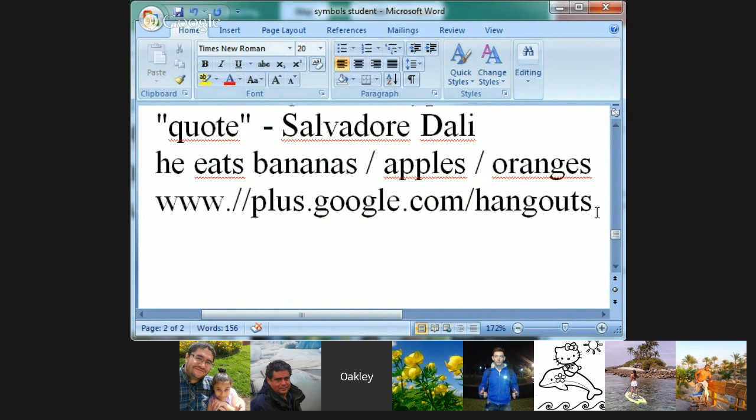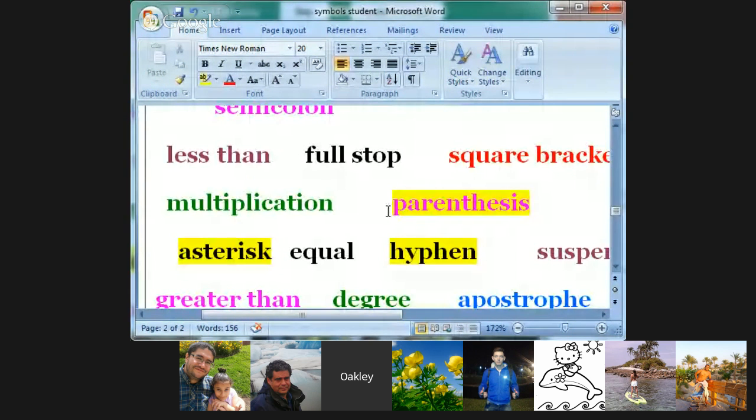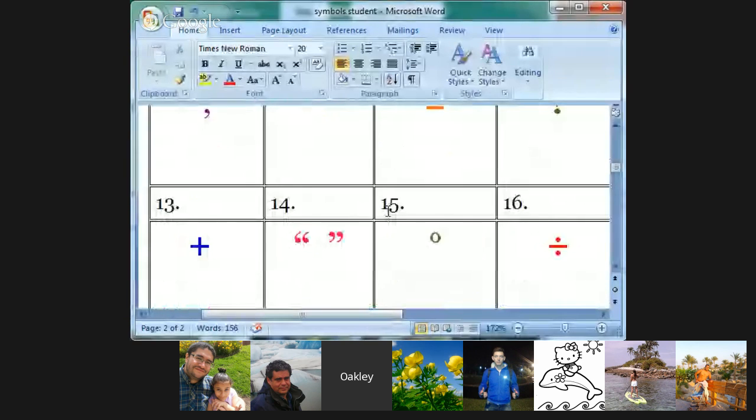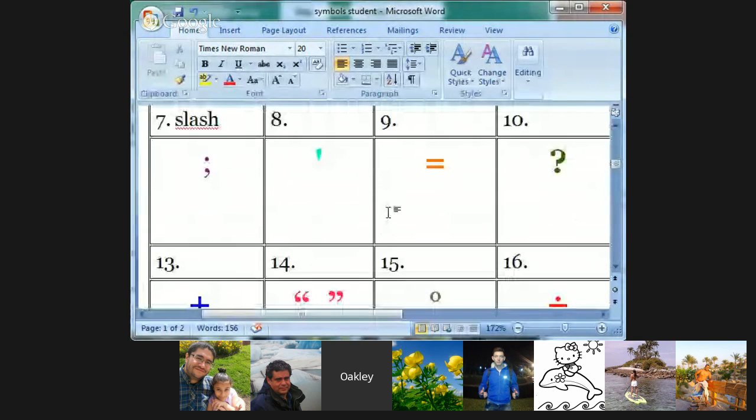www.google.com/hangouts, and there we are, or here we are. Exactly there. Okay, that's it. Excellent.